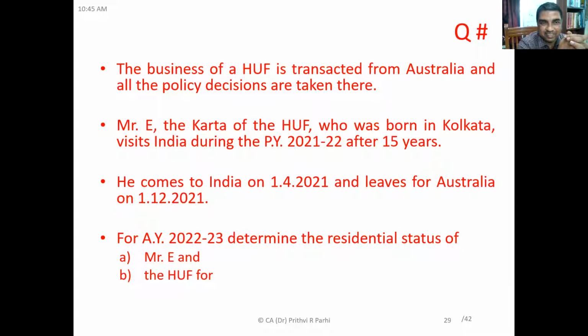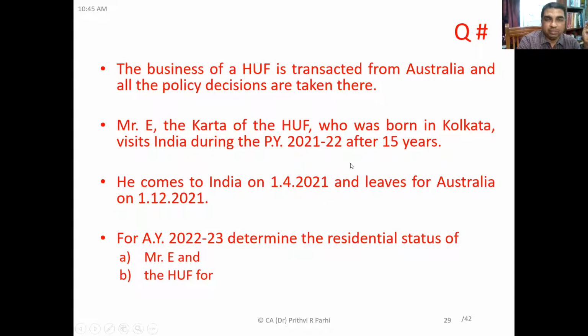Mr. E, the Karta of HUF, who was born in Kolkata, visits India during the previous year 21-22 after 15 years. He comes to India on 1st April 2021 and leaves for Australia on 1st December 2021. So for the assessment year 2022-23, determine the residential status of Mr. E and the HUF.